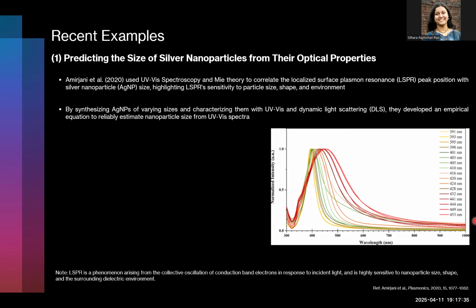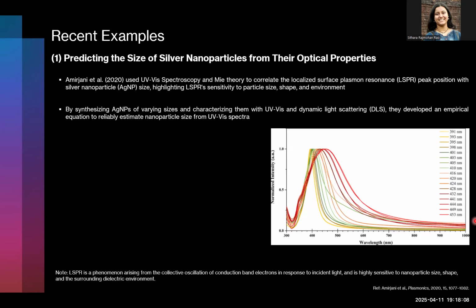For this reason, they used the LSPR positions of the silver nanoparticles, which is localized surface plasmon resonance. So what does that mean? I've given a note at the bottom. LSPR is a characteristic phenomenon that arises from the collective oscillation of the conduction band electrons. It's highly sensitive to the size of the nanoparticle, the shape, as well as the surrounding dielectric environment. For this paper, they made sure that the silver nanoparticles they synthesized were all spherical, and the dielectric environment was kept constant.